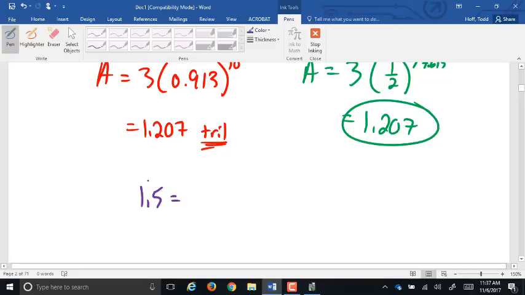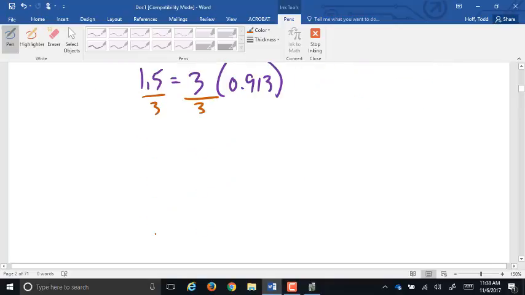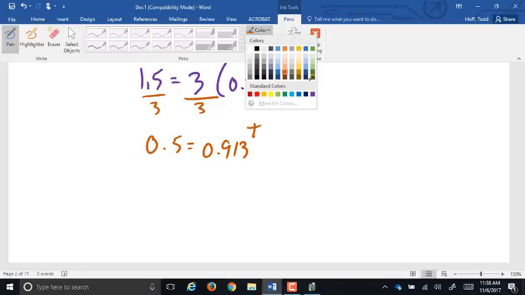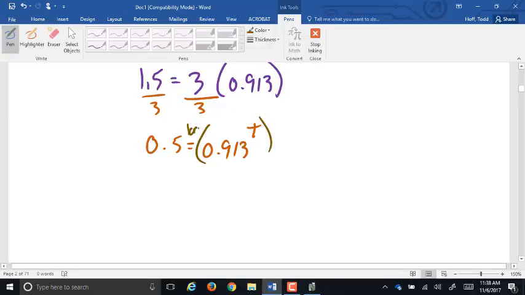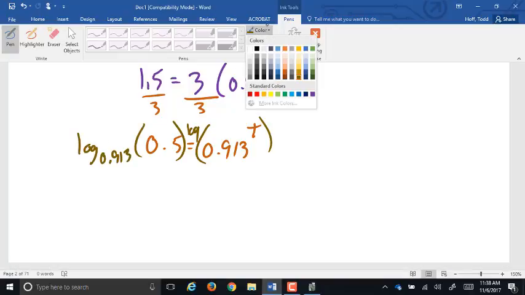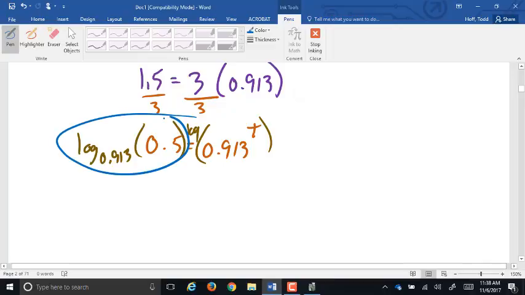We had, if we put in 1.5 for A, which is half of the 3, and we solved this for t. Remember, we divided by 3. Yeah, 0.5. Then we did the log, and it was a log base 0.913. Just a quick review, how do we punch this in our calculator? So we've got the log base 0.913 of 0.5.